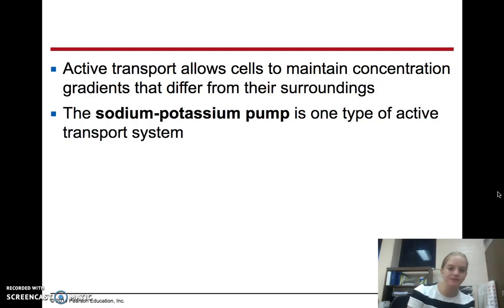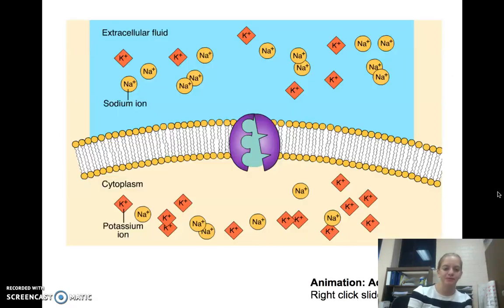So the main purpose of active transport is to help cells maintain a concentration gradient that differs from their surroundings. And a lot of times active transport deals with ions, so charged molecules moving back and forth. And one example of this is the sodium-potassium pump.